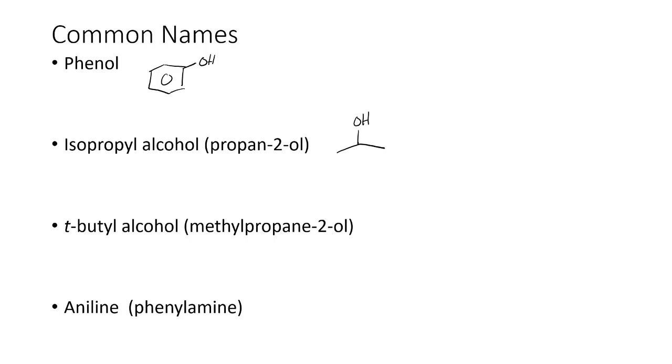T-butyl alcohol is 2-methylpropan-2-ol as well. So once again, we have our 2-carbon chain with an oxygen and a methyl group coming off of the 2nd carbon atom. So this would be our T-butyl alcohol. Aniline is also known as phenylamine. So we have our benzene ring attached to an NH2, so phenylamine.